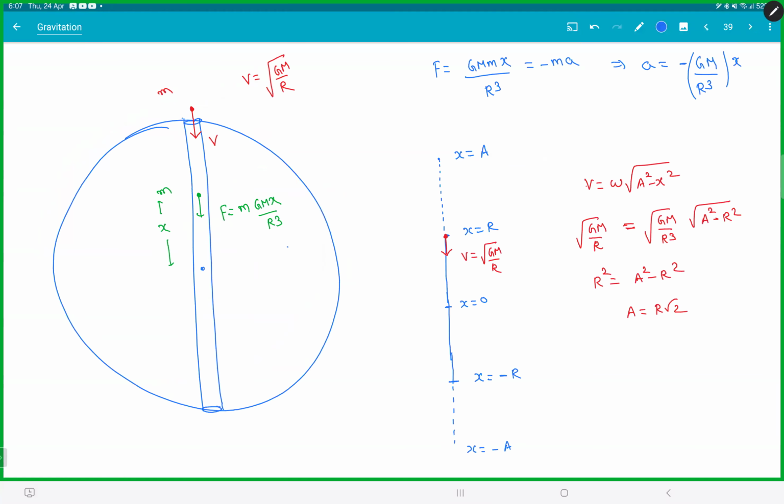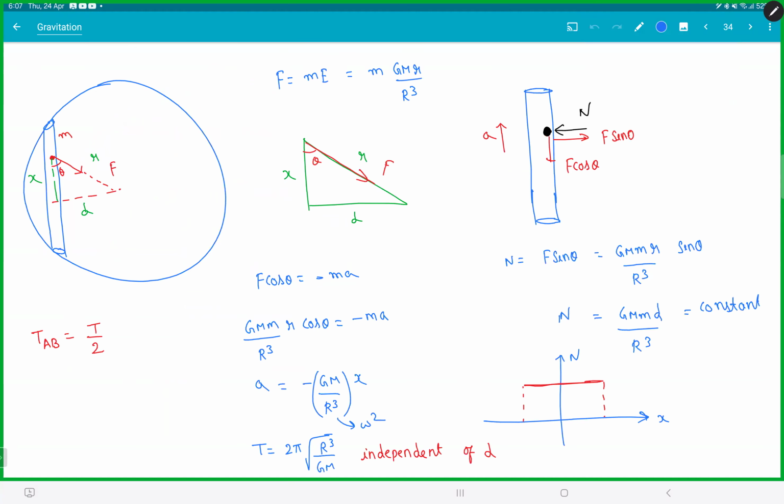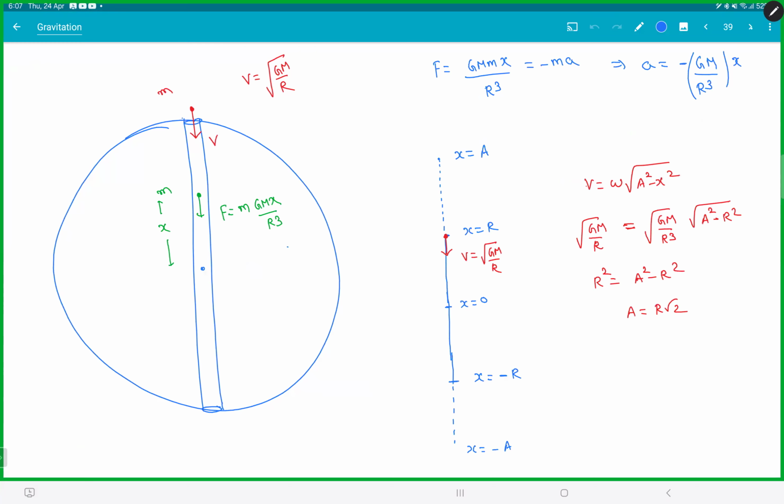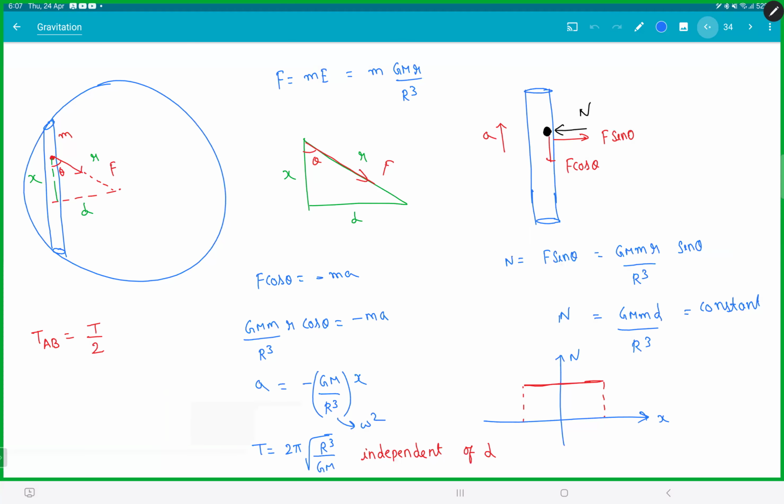So these are a few models which you can play with inside our tunnels. You can make tunnels inside and do all that. This is primarily related to the SHM thing, but yeah, gravitation is involved. Let's see something else.